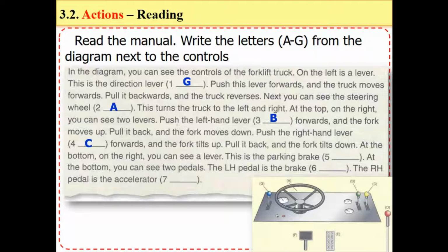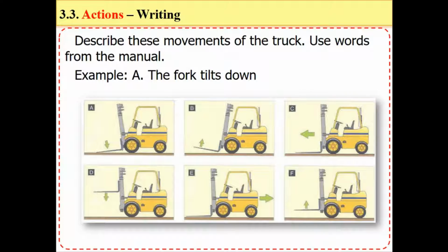At the bottom, on the right, you can see the lever. This is the parking brake, D. At the bottom, you can see the 2 pedals. The left-hand pedal is the brake, F. The right-hand pedal is the accelerator, E.